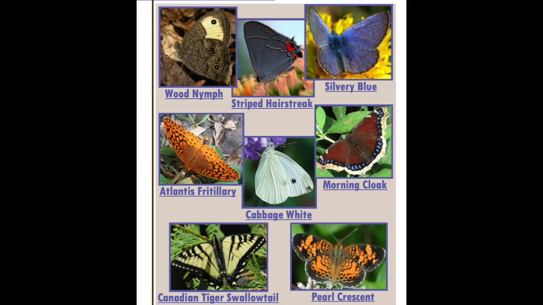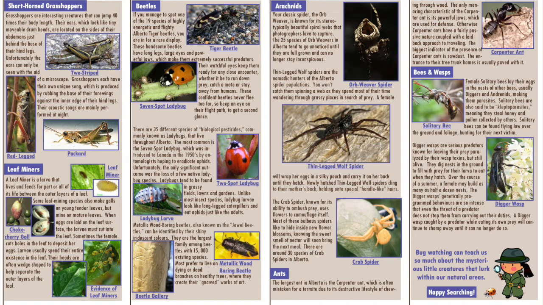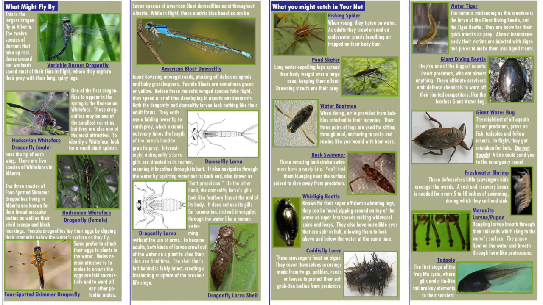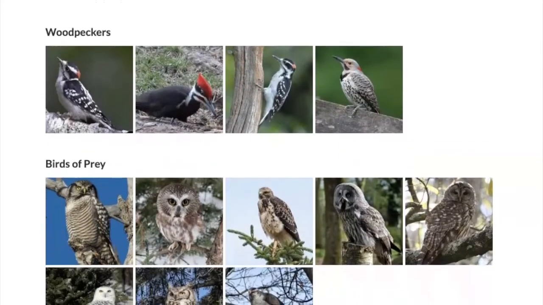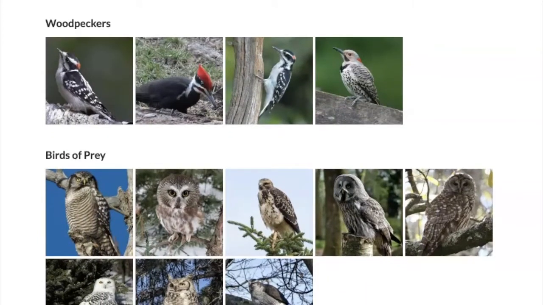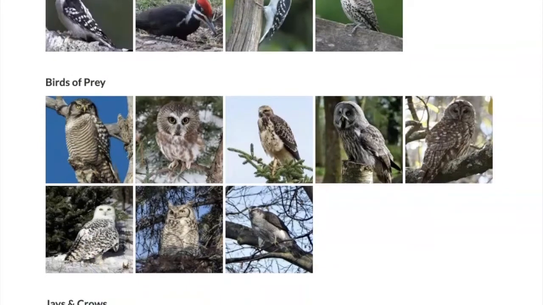Next, let's look at the bugs because they are the smallest creatures that are usually at the base of the ecosystem for other creatures to eat. Next, what eats the bugs but the birds? Some birds are here year-round in Alberta, while others are just flying through for the summer as they migrate.